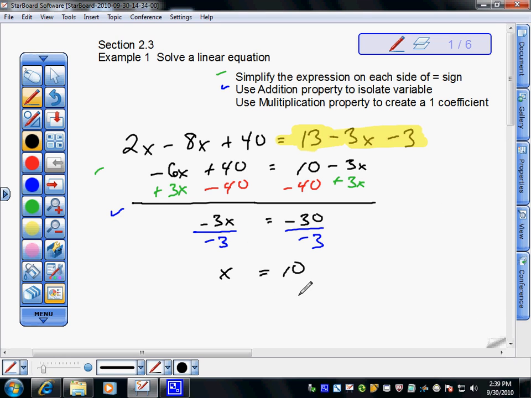We can check our answer by taking the 10 and plugging it back in everywhere we see an x in the original equation, and we can perform a check.